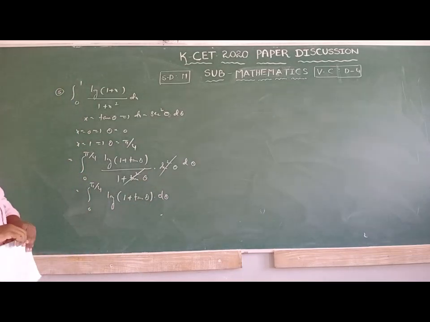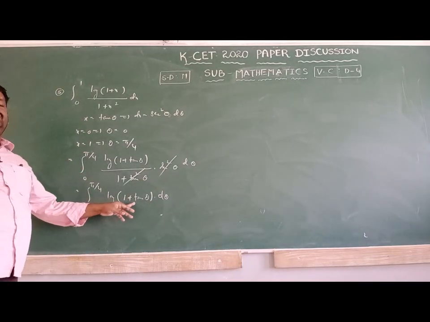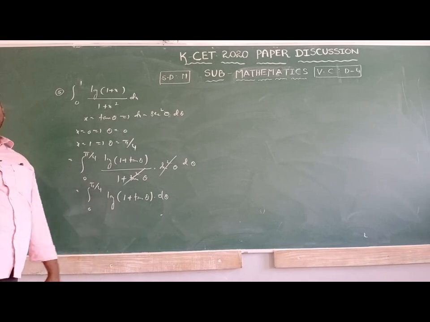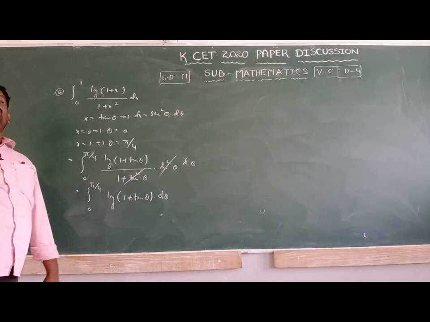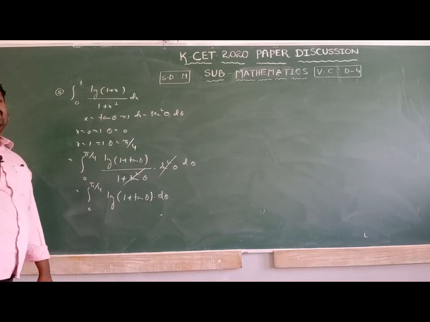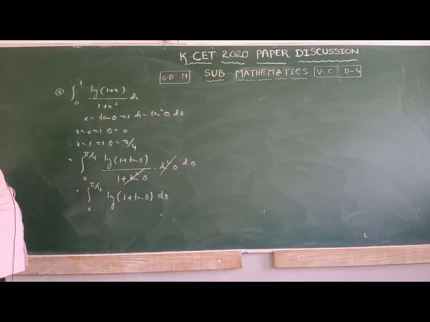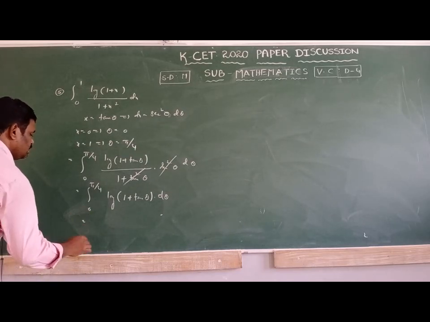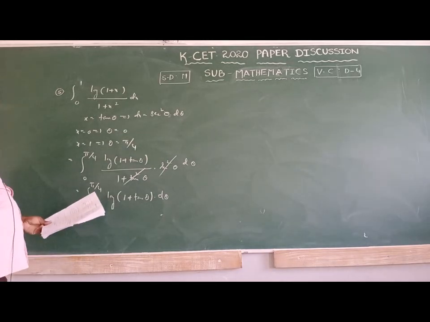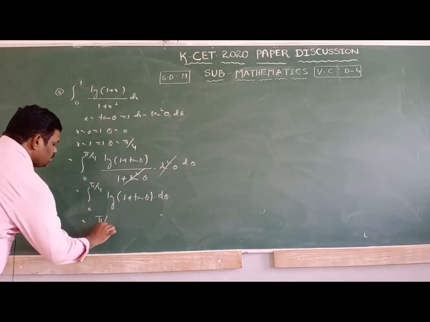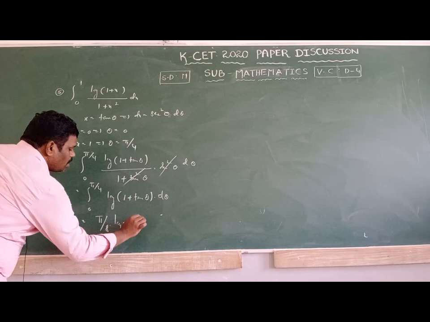Here what we have done is the property: integral a to b of f of x dx is equal to integral 0 to a of f of a minus x dx. That property we apply, so pi by 4 minus x, then we split with the tan of (a plus b) formula, and then we get this answer. So that's why, this direct answer in the question also, pi by 8. So this value is pi by 8 into log 2.